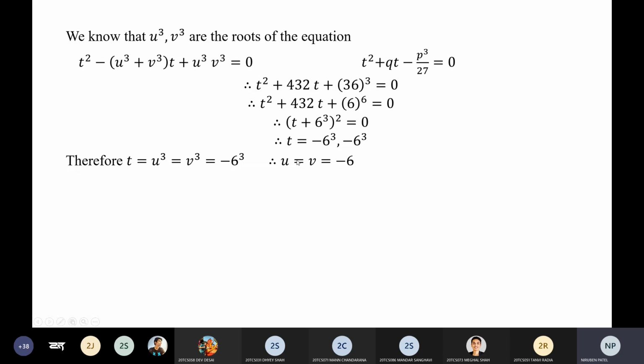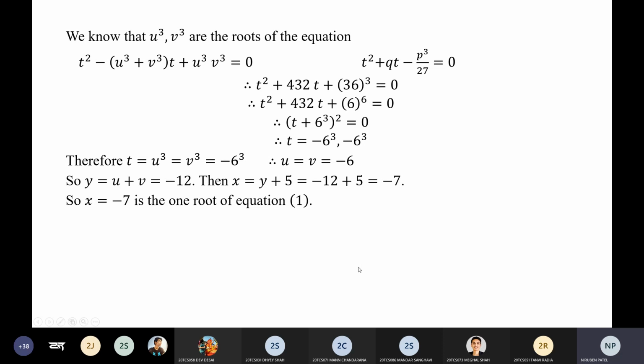Yes, ma'am. So from this we can have u and v both equal to minus 6, and we will substitute this u and v into y, and from this y we can have the x value, that is minus 7. So from this step, x equal to minus 7 is one of the roots of the given equation, and from this root we will find the other remaining roots by using the synthetic division method.